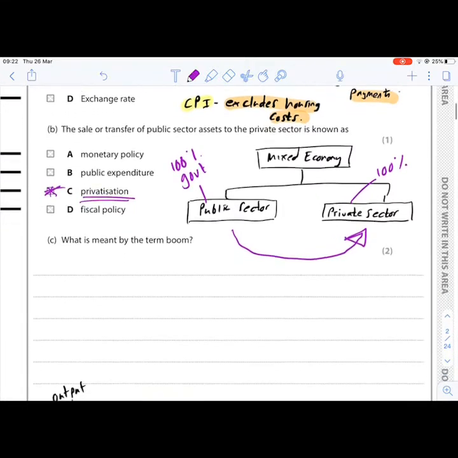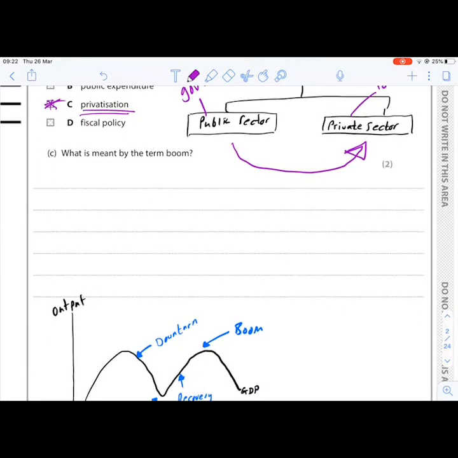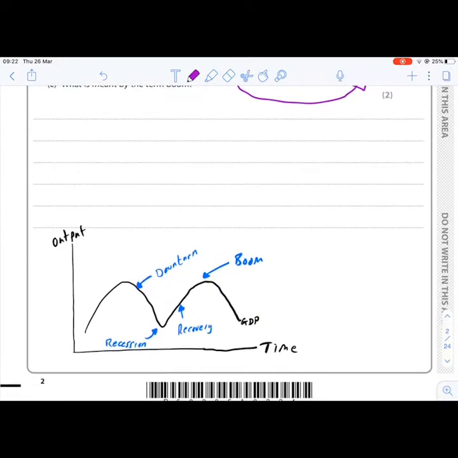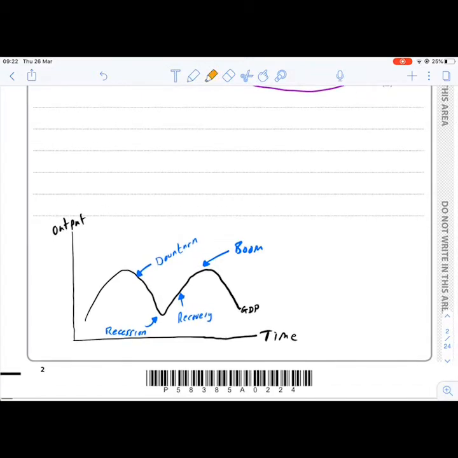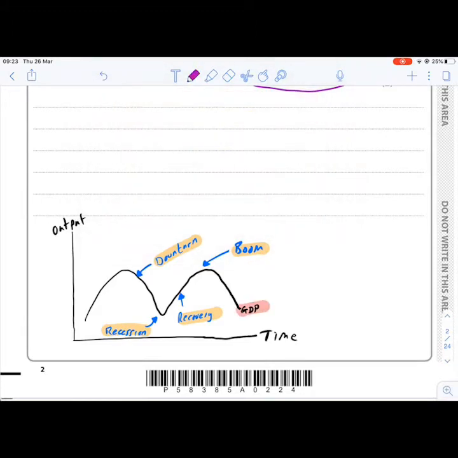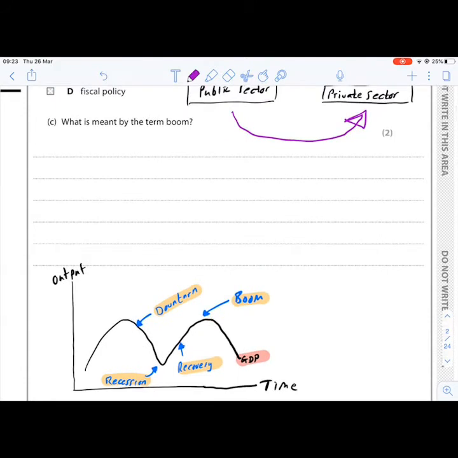Okay, the next question. What is meant by the term boom? Well, boom is one of the 4 categories on an economic cycle. So here's a picture of the economic cycle, and you can see boom is one of the 4 stages. The others are recession, downturn and recovery. You can see that this line here in the middle is measured using GDP. Okay, so how are we going to define the term boom? What is meant by boom is only worth 2 marks.